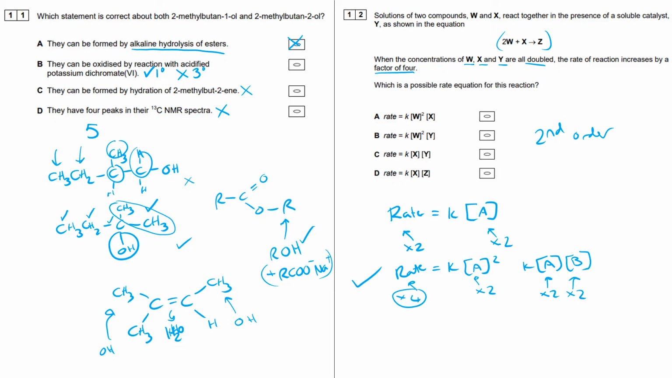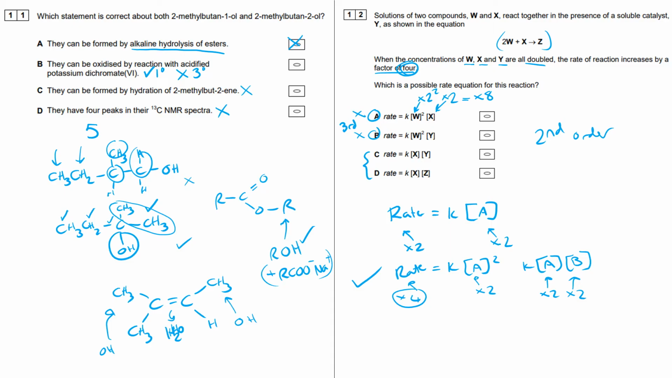Just go through and show you third order because answers A and B are third order overall. So if I was to double the concentration of W and double the concentration of X, the overall rate would be increased by a factor of 2 squared times 2, or a factor of 8. So it can't be third order because the rate wouldn't increase by a factor of 4. So A and B are incorrect. Has to be a second order reaction. So either C or D are correct.